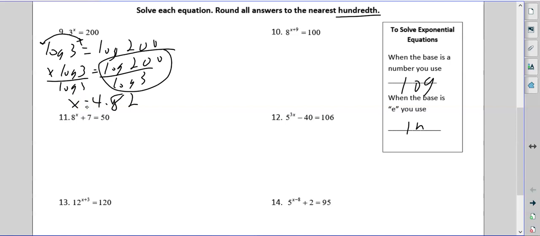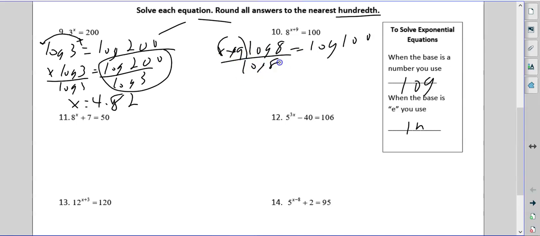Okay, again, number 10, we're going to just log both sides. So we're going to write log 8 to the x plus 9. Now, once you get comfortable with this, if you want to save yourself a step and just put the x plus 9 out in front at the beginning and not rewrite it, that's okay. It's up to you. I'm going to show you both ways. Either way is fine. But once you get comfortable, you know that's going to go in front. If you want to save yourself the step, that's fine. Then you're going to divide by log 8. Log 8. Again, that's going to cancel, just like over here.